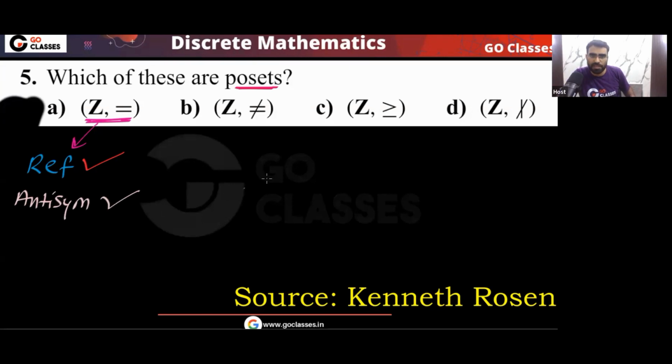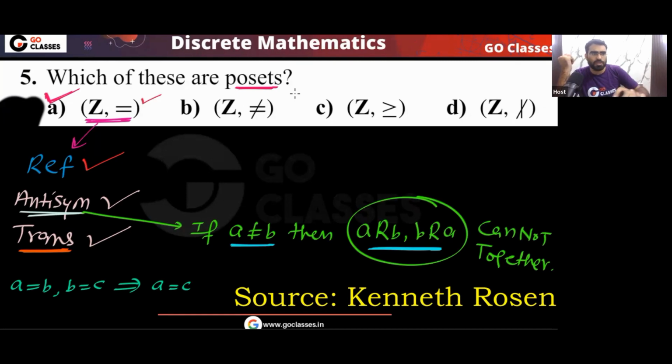Between different elements, if A and B are different elements, can you have A related to B and B related to A? You cannot. Very simple, so this is anti-symmetric also. And this is transitive also. So yes, this first one is a POSET. If A equals B and B equals C, then definitely A equals C. So this is transitive also.